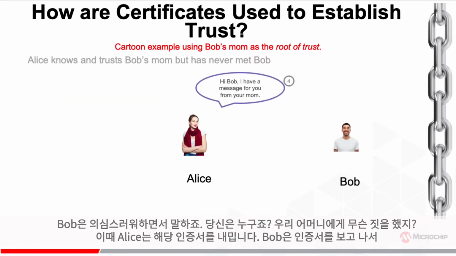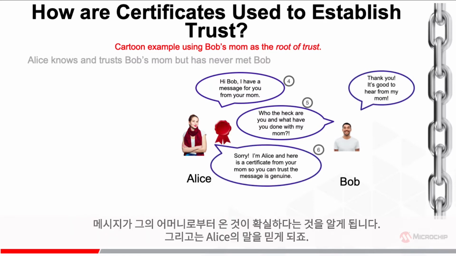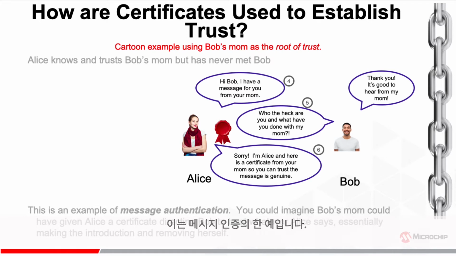Alice bumps into Bob later on that day and says, "Hey, I've got a message from your mom." Bob, being suspicious, says, "Who the heck are you and what have you done with my mom?" Alice then presents the certificate. Bob reads it, realizes the message came from his mom and no other, and he's very happy to hear from her. Now, this is an example of message authentication.